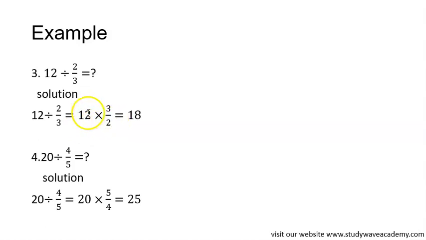So 2 can cancel 12, right? If 2 cancels 12, what is it going to give us? 6, right? Good. So 2 here is 1 and 12 here is 6. So 6 times 3 is going to give us 18. Okay? So 12 divided by 2 over 3 is 18. Do you understand?